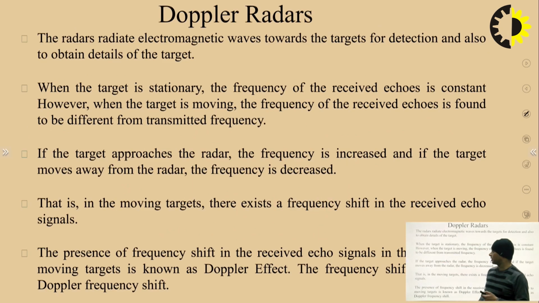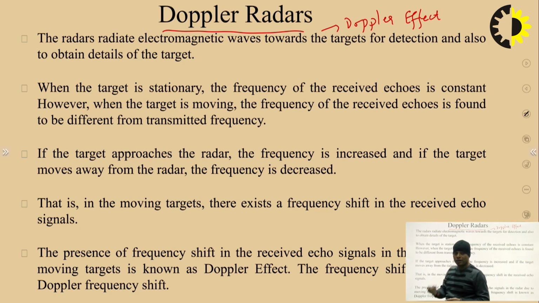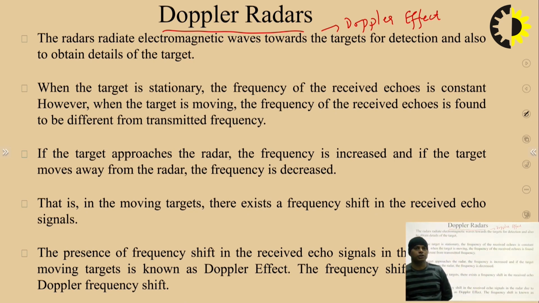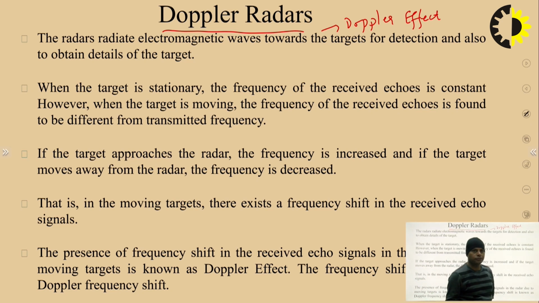So the next topic is the Doppler radar, which is based on the concept of the Doppler effect. In this Doppler effect, radar radiates some EM waves toward the target for detection and also to obtain the details of the target. Means it transmits a pulse and some echoes revert back. If the target is stationary, then the frequency of the received echoes is constant. At this time there is no problem. Let's say some mountains and some other rocks come out, so that they can be easily detected.